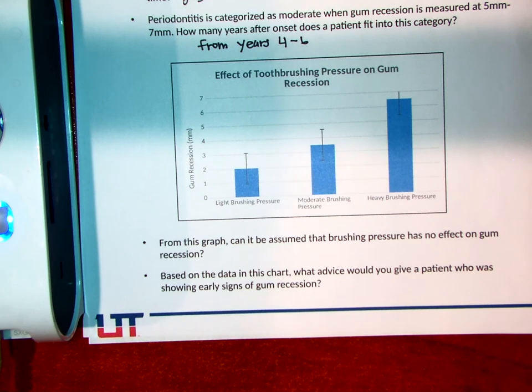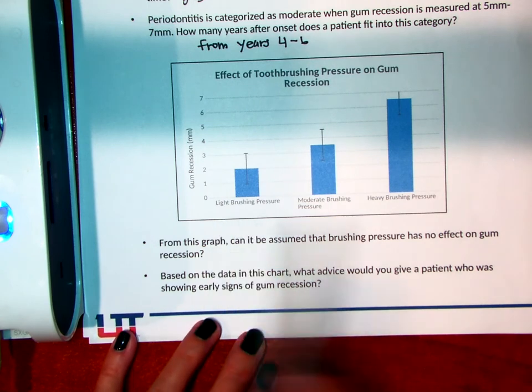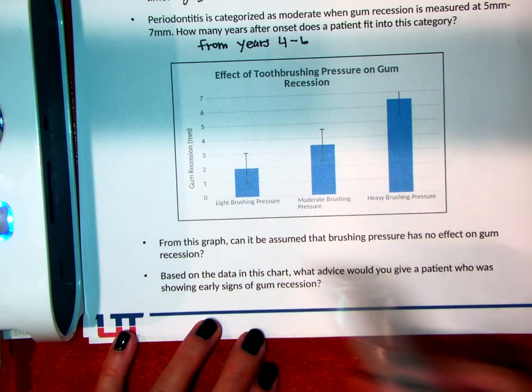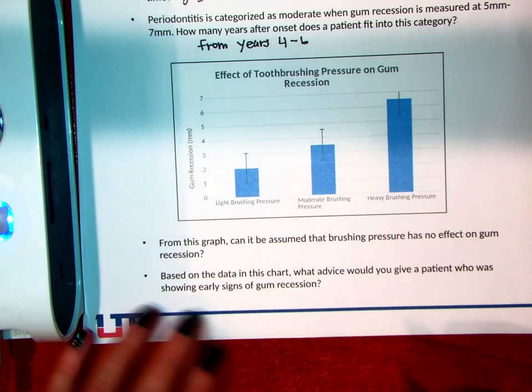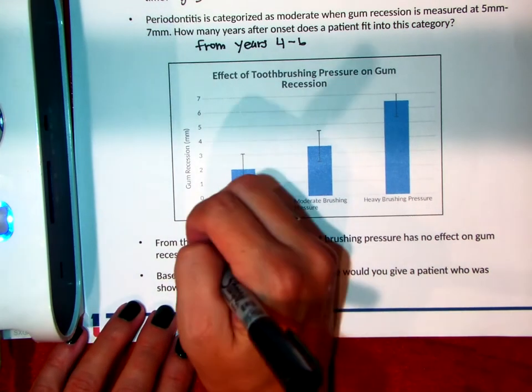So from this graph, can it be assumed that brushing pressure has no effect on gum recession? Well, if it didn't have an effect, all of these would be the same or close to the same, but they're not the same. You can see they're very different. So can it be assumed that brushing pressure has no effect on gum recession? No.